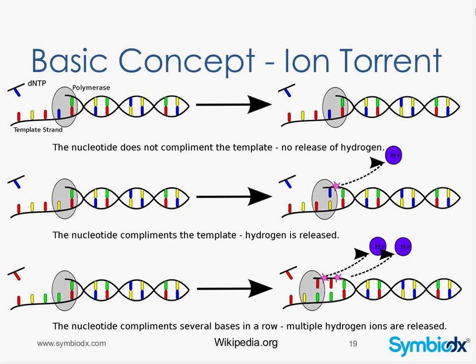So in this system, you would wash the entire array with an A, and the ones that actually added in will have a change in pH. Then you wash the T, then you wash the C, then you wash the G. So every time there's a change in pH, you know something has been added. If you have multiple bases in a row, if you have 2 or 3 A's in a row, you get a bigger change in pH because you have more hydrogen ions released. This technology is slightly less accurate than the Illumina is because of this change in pH in regions that are repeated.